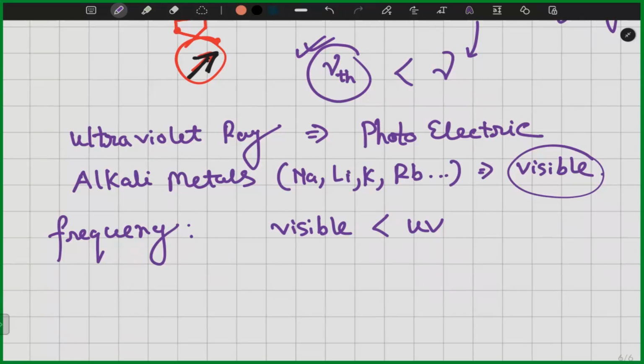Only if the frequency of the light is greater than that frequency is the light capable of providing energy greater than the work function. Then only is the electron escaping from the metal.